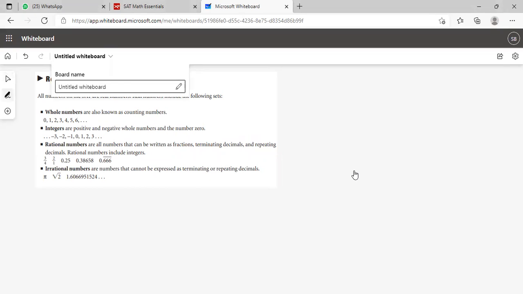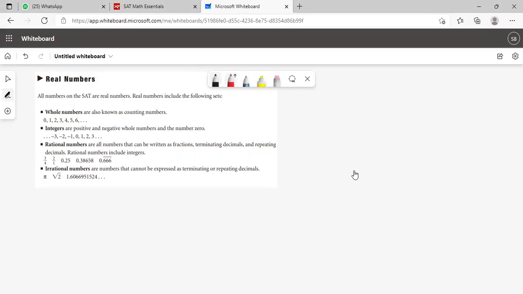So this is the topic, one of the topics basically. And to save time, I have already noted down everything just so I don't have to write it down. Okay, so let's talk about real numbers. All numbers on the SAT are real numbers. Real numbers include the following sets. Real number is a big topic with different branches. Whole numbers, integers, rational numbers, irrational numbers, all of these are real numbers.